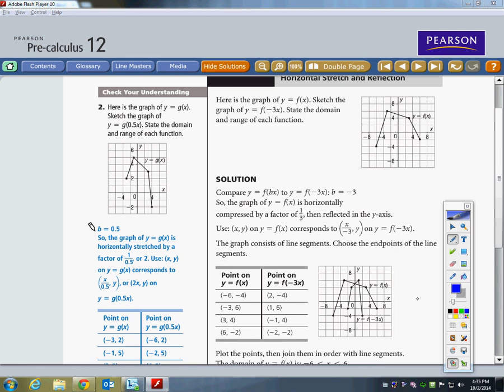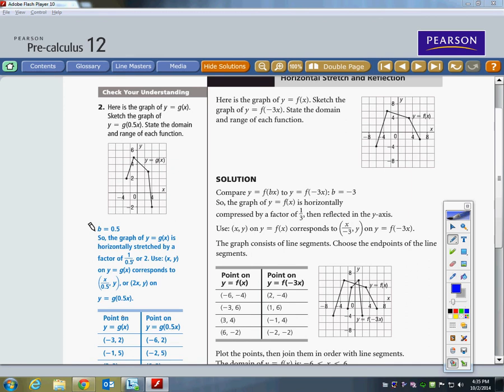All right, here we go. Here's the solution. Y is equal to g(0.5x). So our b value is 0.5. Now, if you think about the original points x comma y and the image, if b is 0.5, the x values get multiplied by the reciprocal of it.